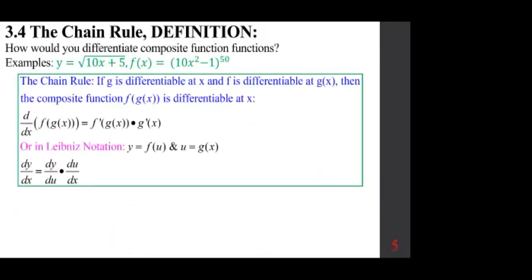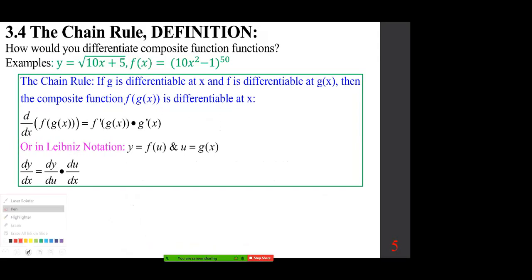All right. Why do we learn the chain rule? If you are interested in differentiating expressions such as y equals square root of 10x plus 5, or f of x equals (10x squared minus 1) to the power of 50, we need that. So the chain rule basically says the following. If you want to take the derivative of that, f is the shell function. So you differentiate the shell function over g of x, and by the chain rule, times the derivative of the inside, which makes it g prime of x.